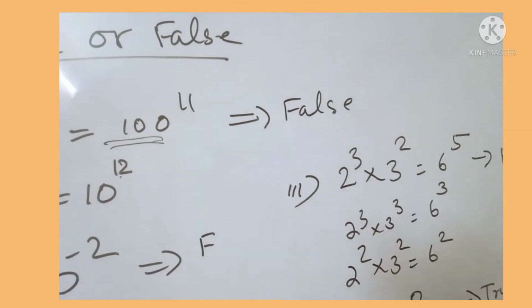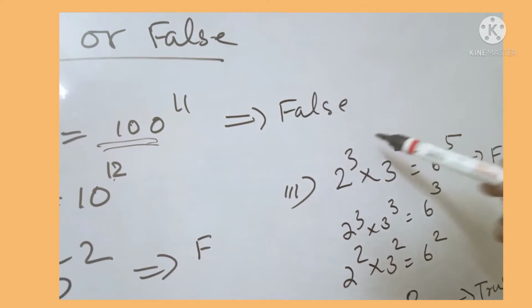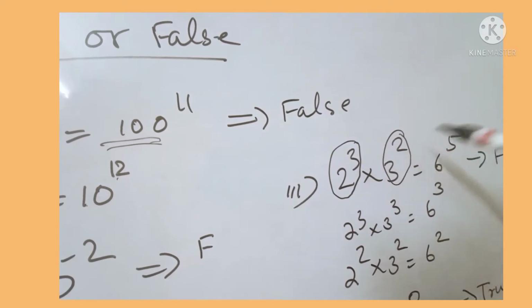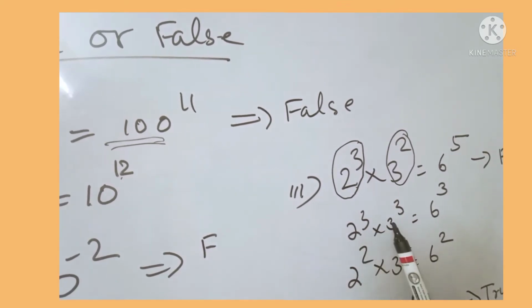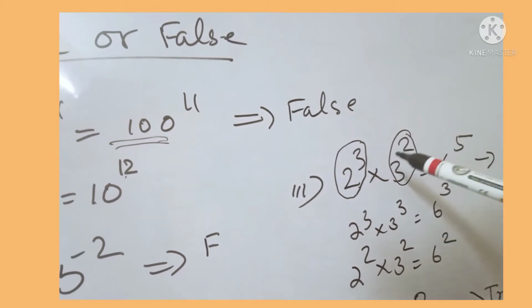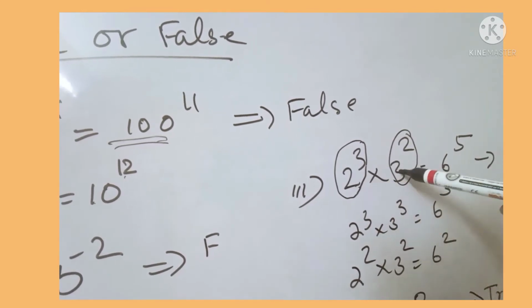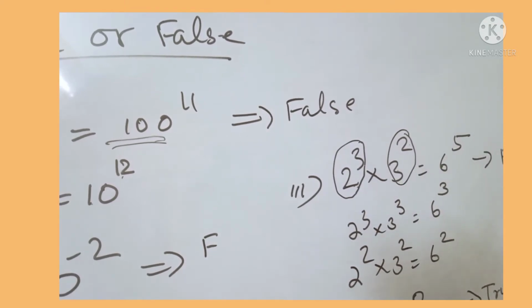Then look into the third one. 2 raised to 3 into 3 square is equal to 6 raised to 5. Here the powers are different, 3 and here it is 2, and the bases are also different. Either we can make the powers as 3, that is 2 raised to 3 into 3 raised to 3 is 6 raised to 3, or 2 raised to 2 into 3 raised to 2 is 6 raised to 2. But here they add the powers, but the bases are different. Only if the bases are the same can we add the powers. So the given statement is again false.